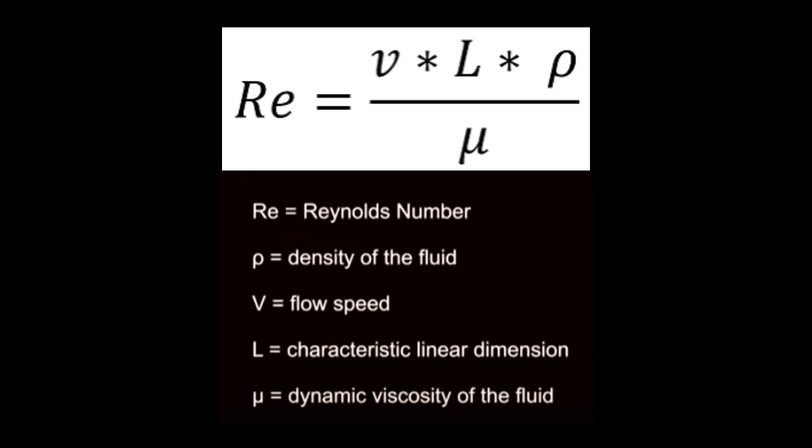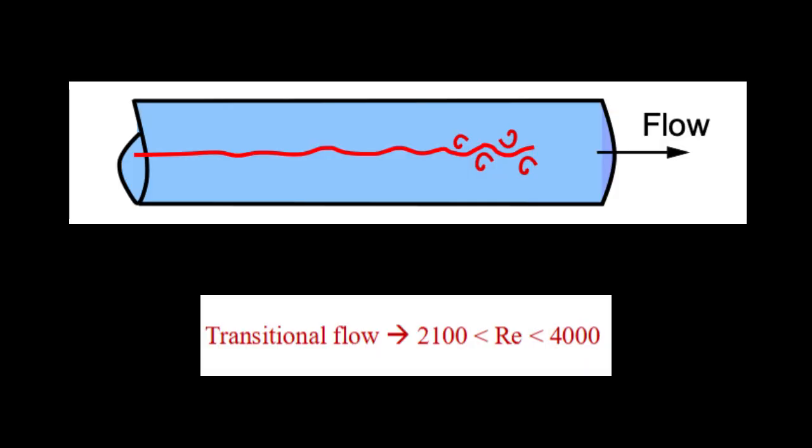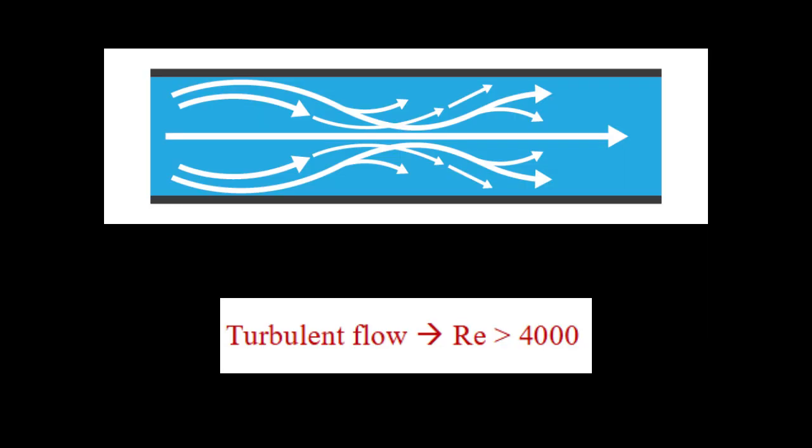Now that you know who Osborne Reynolds is and what his Reynolds number equation is meant to do, we can get down to how it works. The Reynolds number equation is made up of a top portion divided by the lower portion: the density of the fluid times the flow speed times the characteristic linear dimension, all divided by the dynamic viscosity of the fluid. If the Reynolds number of the fluid is below 2100, then the flow would be laminar. If the Reynolds number is between 2100 and 4000, then the flow would be transitional, which is another way of saying a mix of laminar flow and turbulent flow. And finally, if the Reynolds number is above 4,000, then it is indeed turbulent.